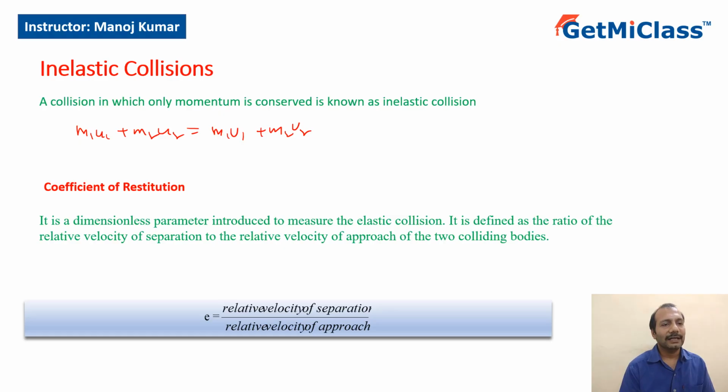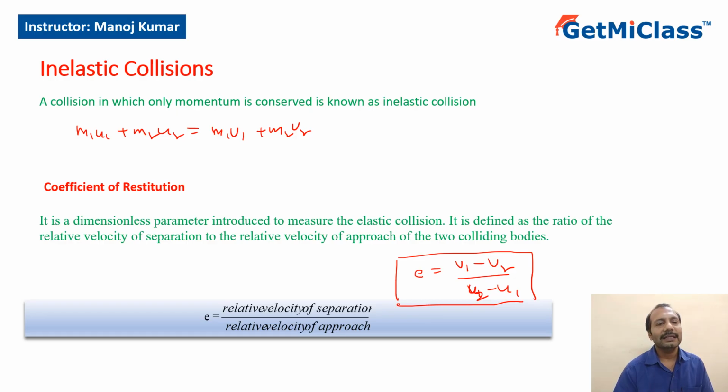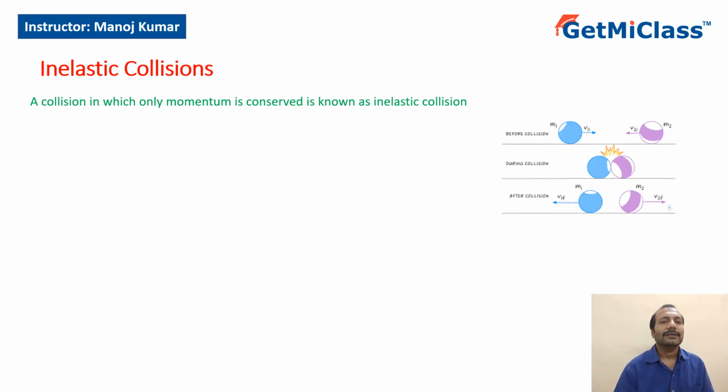So we need one more equation. We define a quantity called coefficient of restitution. That's a dimensionless quantity which is given by E equal to relative velocity of separation by relative velocity of approach. That means E is relative velocities of bodies after separation by relative velocities of bodies before separation, that is u2 minus u1. This is what is coefficient of restitution. So now we have two variables and two equations. So using these two equations, we can find the final velocities of the bodies after collision. Now you can just look at an example here. So here what is happening, the two bodies are colliding, and then they are not actually regaining their shape. It's not shown.